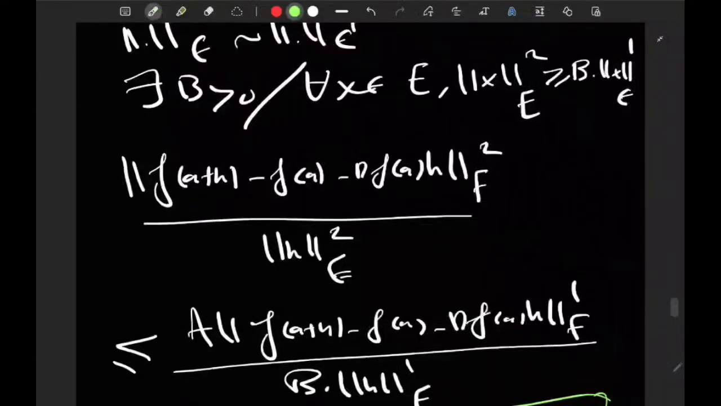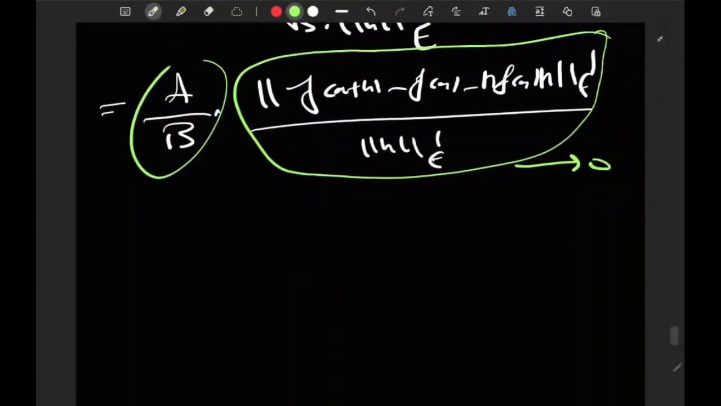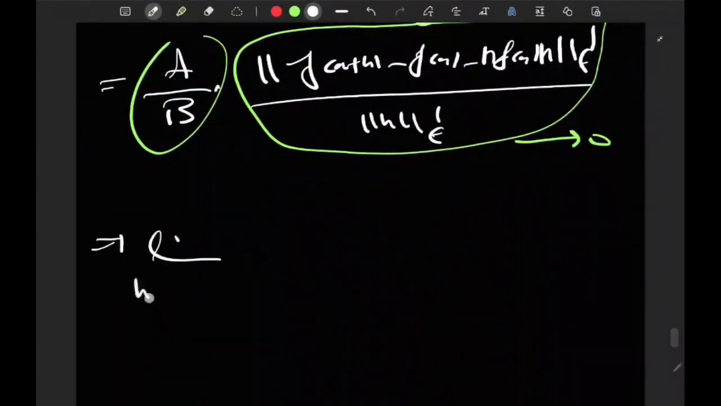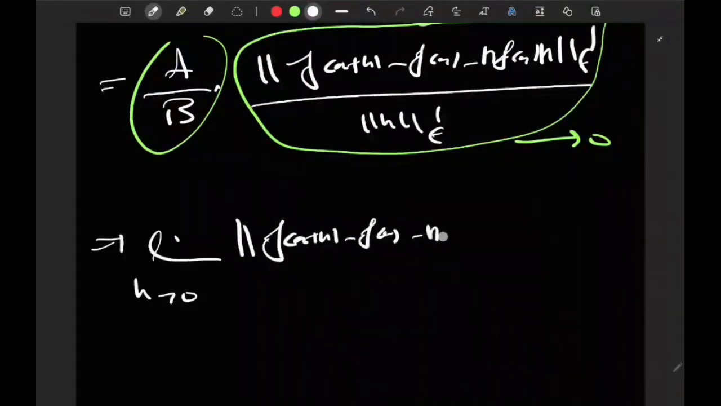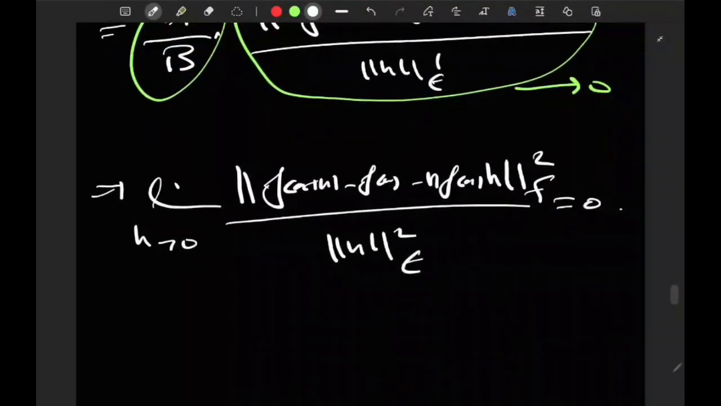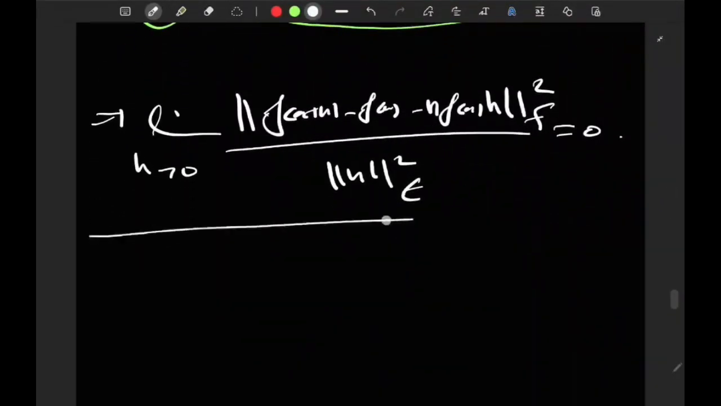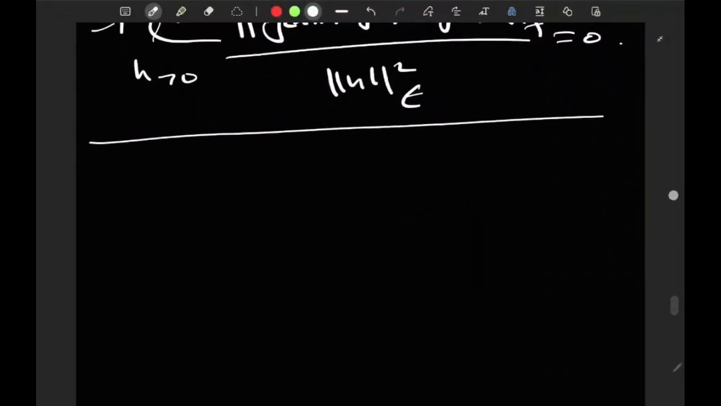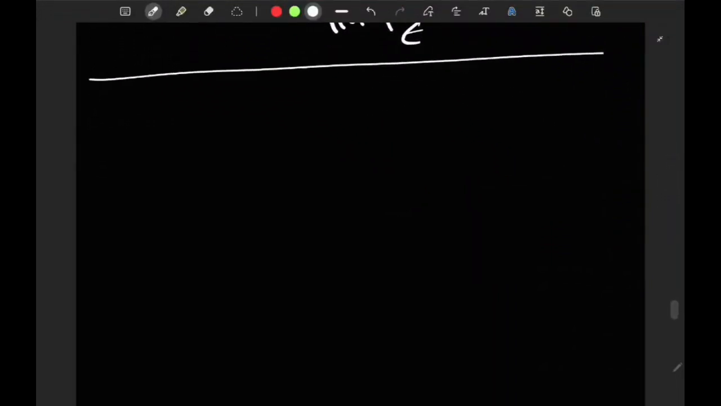If you are non-negative, and you're less than something that's going to 0, then you yourself are going to 0. So this implies that the limit as h goes to 0 of the norm of f of a plus h minus f of a minus df of a h in F2 divided by the norm of h in E2 is equal to 0. And therefore we get what we want. So equivalence of norms preserves differentiability, and it preserves the derivative itself.